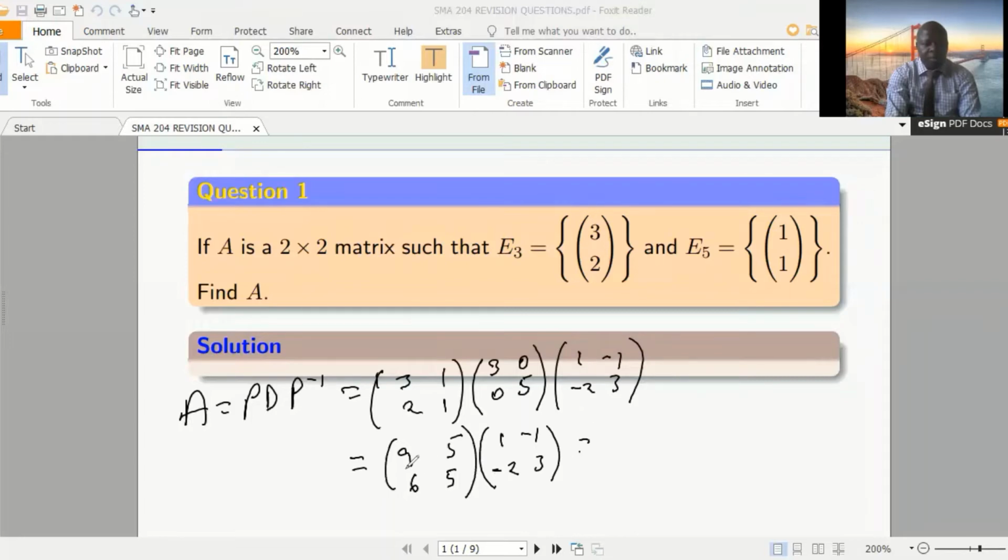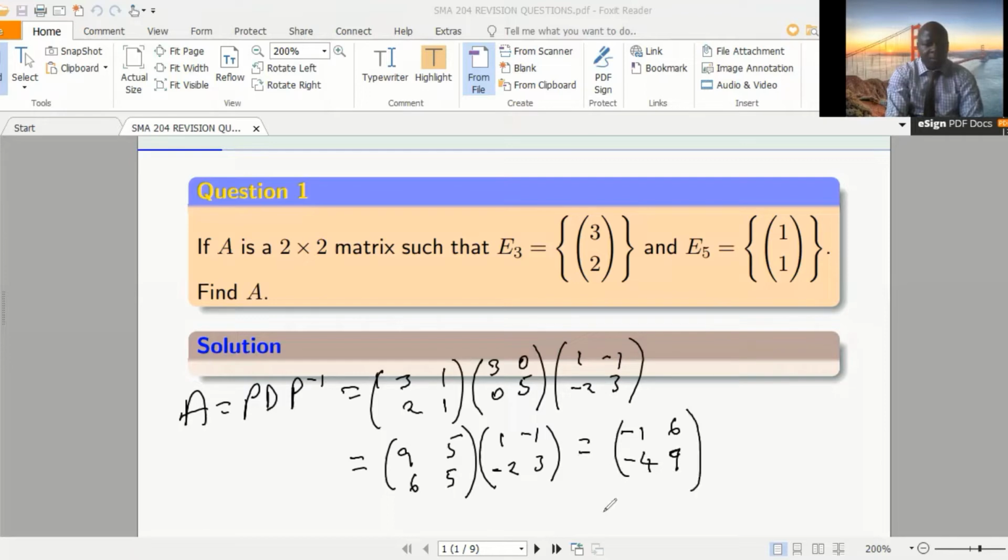And when you do this, you have 9 minus 10, which is negative 1. Then I have negative 9 plus 15, which is 6. And then multiply that again, you have 6 minus 10, that gives you negative 4. And then you have negative 6 plus 15, that is supposed to be 9.